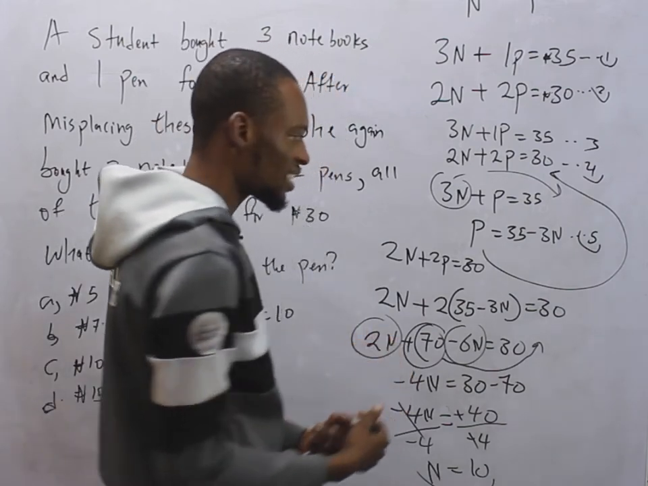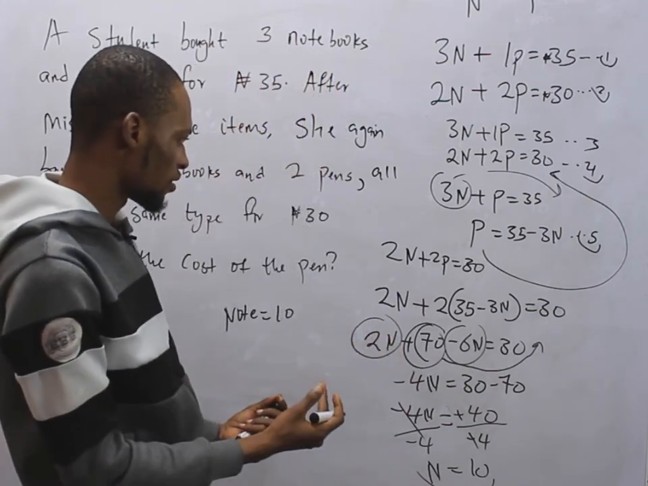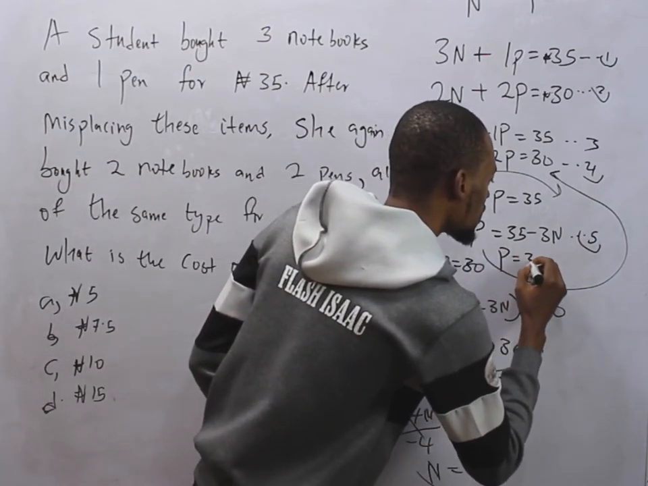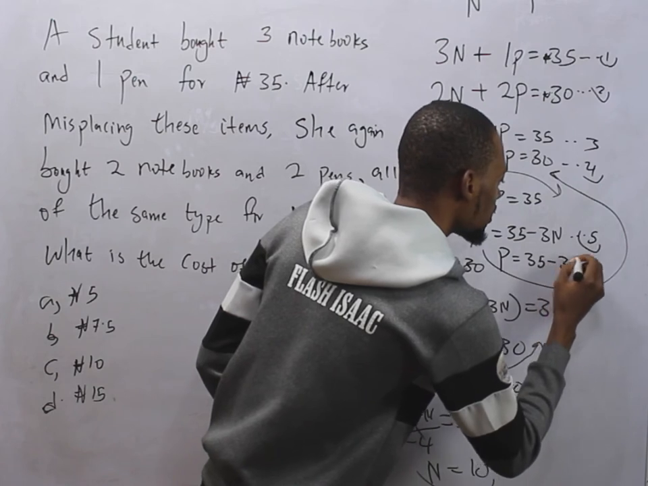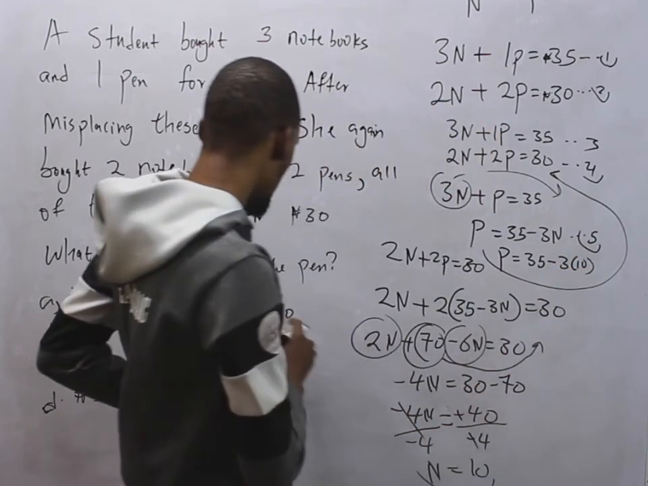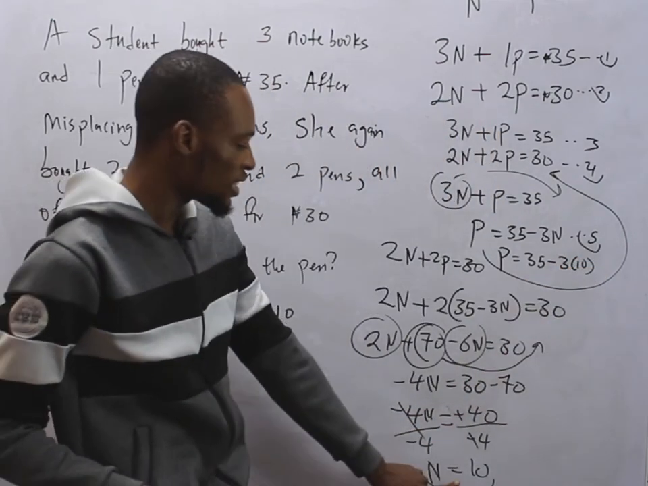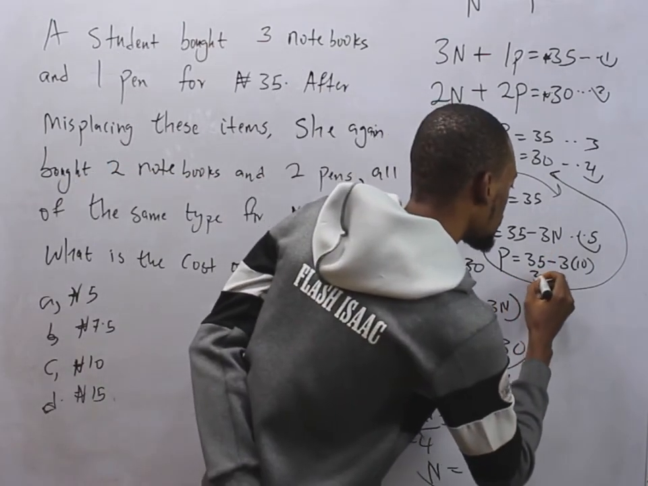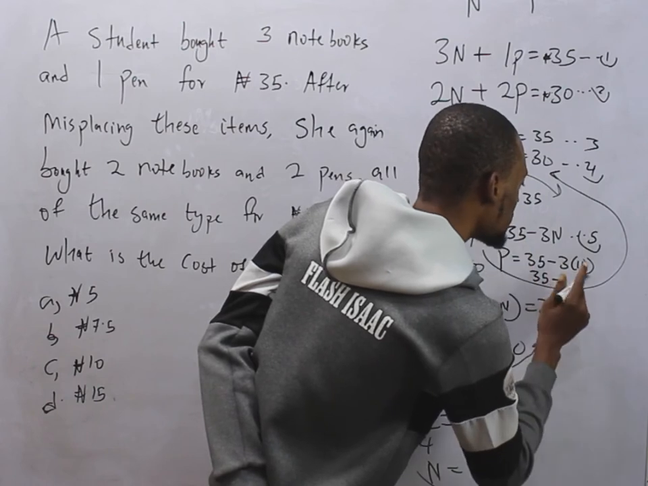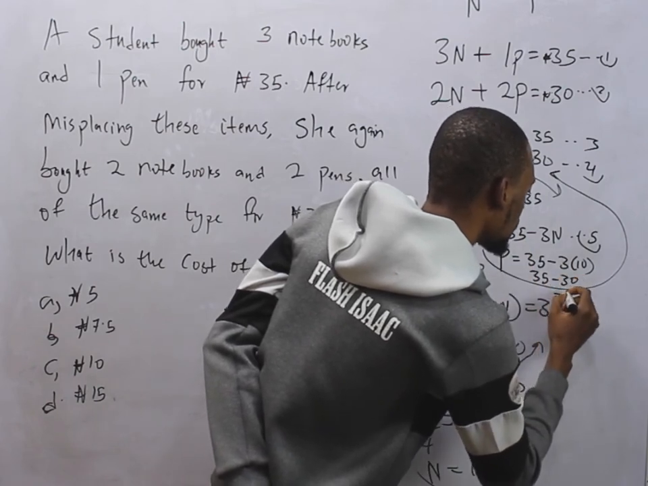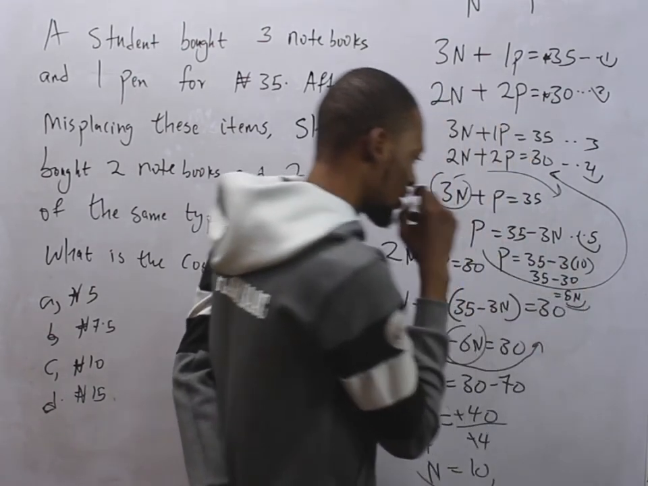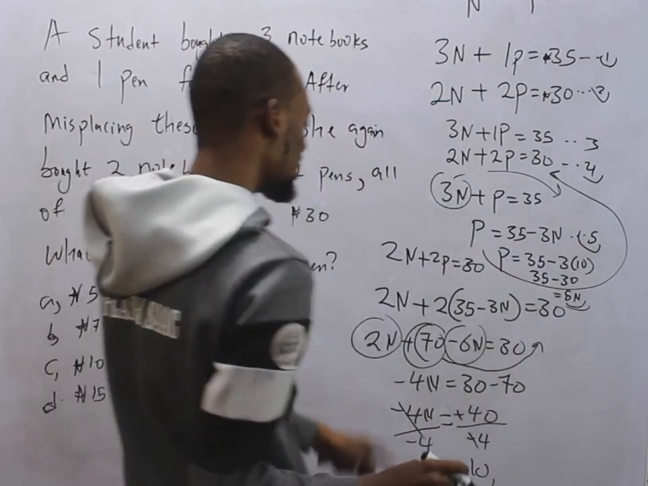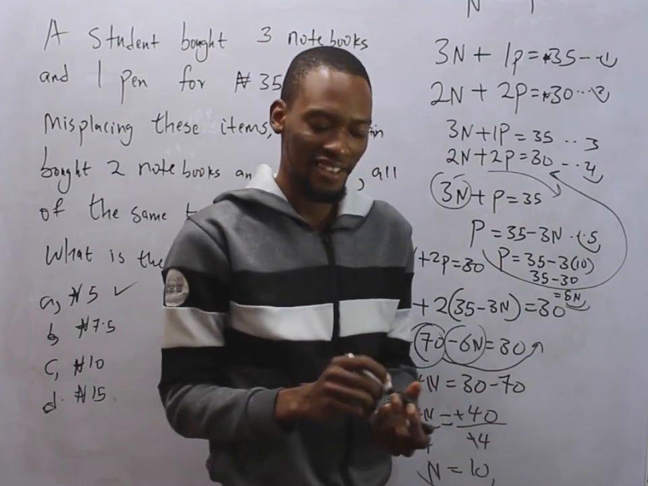Now if note cost 10 naira, how much would pen cost? Pen will simply cost p is equals 35 minus 3 times 10. Remember, note n is 10. So we are replacing n now with 10 in this place to give you 35 minus 3 times 10, which is 30. So that is equals 5 naira. So this means the cost of pen is 5 naira and the cost of the notes is 10 naira.